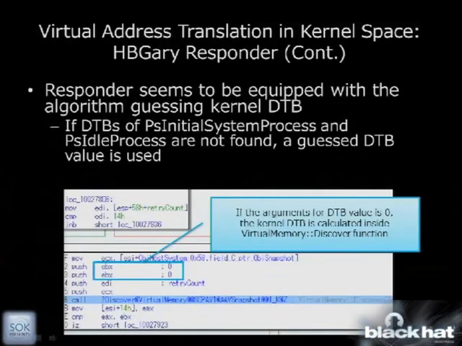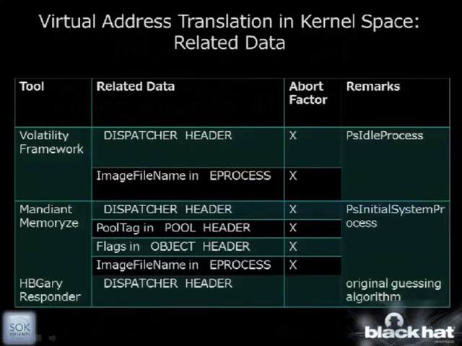Responder seems to be equipped with an algorithm for guessing the kernel DTB. If kernel DTBs are not found, the guessed DTB value is used. I didn't figure out the algorithm perfectly, but I found a routine using the value 0 as the kernel DTB parameter and trying to initialize virtual address translation in kernel space. I summed up data related to virtual address translation in kernel space.